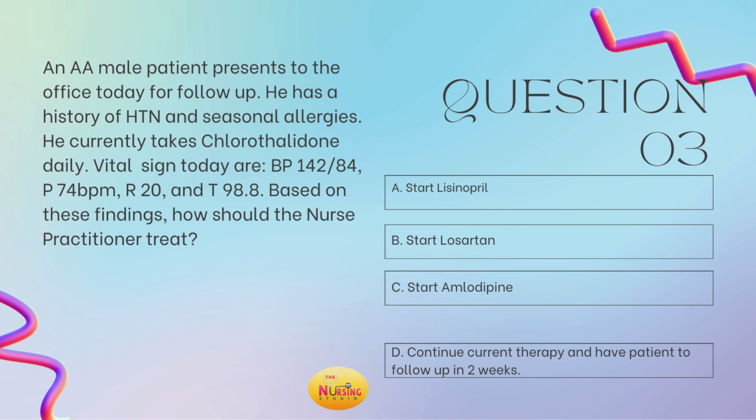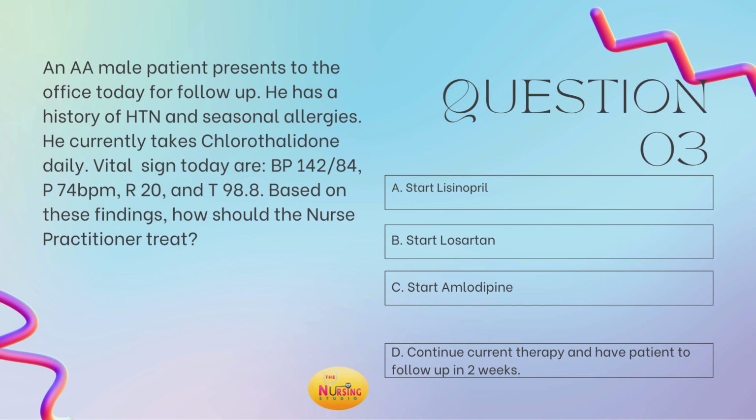All right, so the stem of the question states, based on these findings, how should the nurse practitioner treat? Again, if they're talking about treatment, you want to run it back and see what the diagnosis is, right? And if they haven't provided a diagnosis, you're going to run back and see what the assessment is so you can figure out a diagnosis, right? So here we have an African American male patient that came into the office. He has a history of hypertension already. He has seasonal allergies, already taking chlorothalidone for his high blood pressure, right?